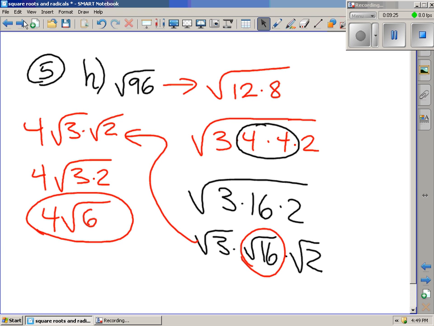The other thing you can do is you can look at the prime factors, and if you don't have a pair, then you don't have a perfect square. So that's when you know that what's underneath the radical is as simple as possible. And this is as simple as it gets.